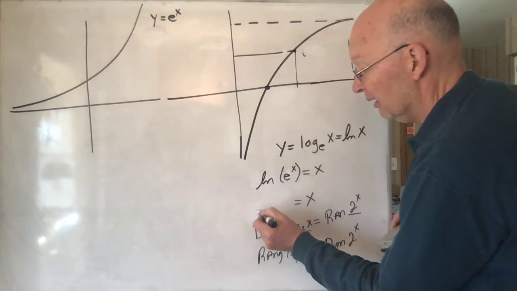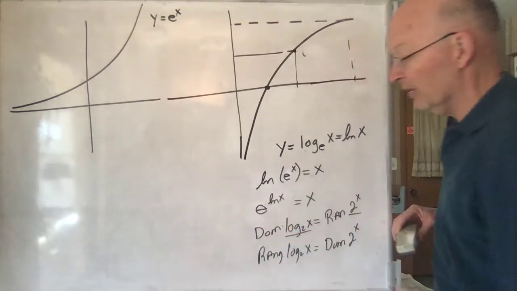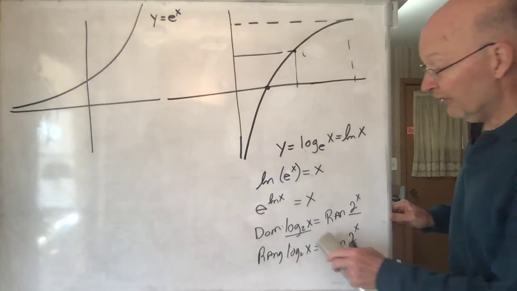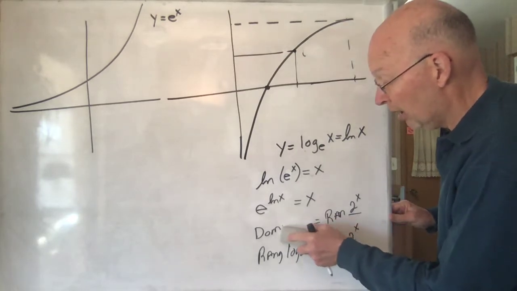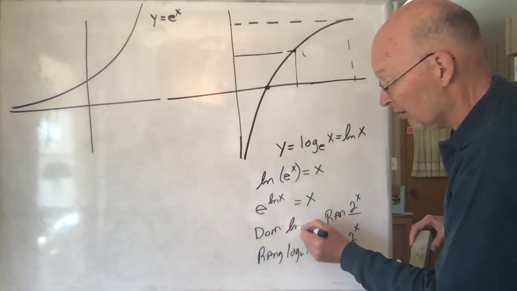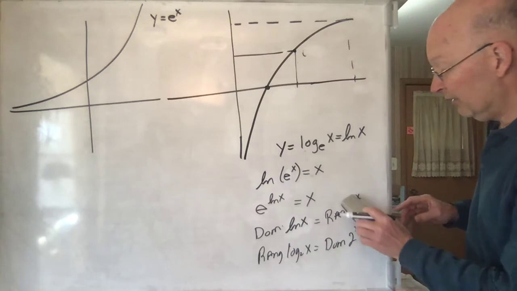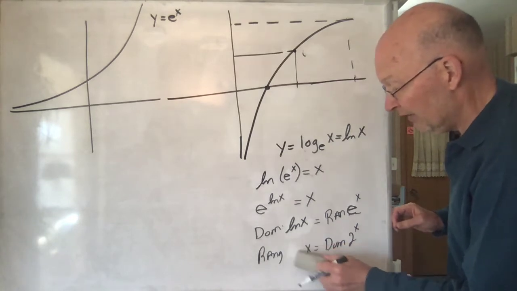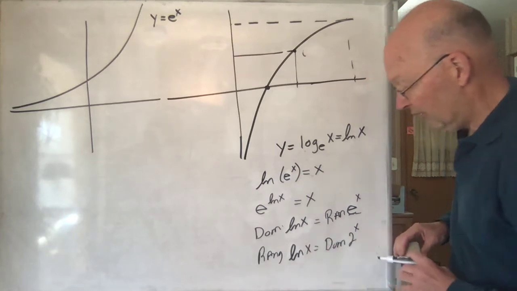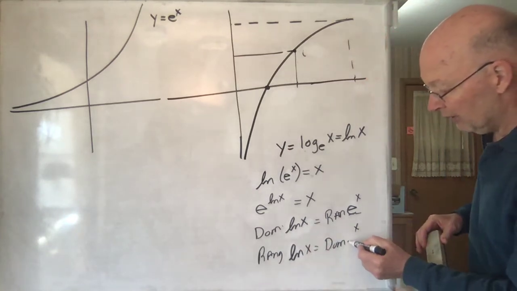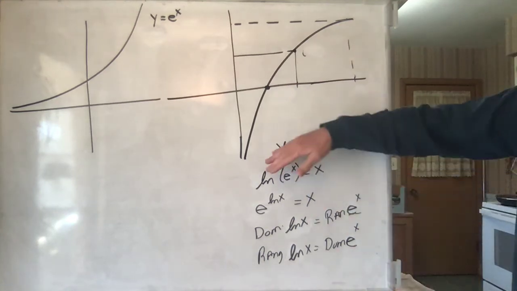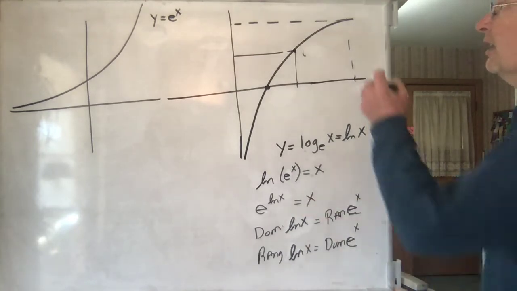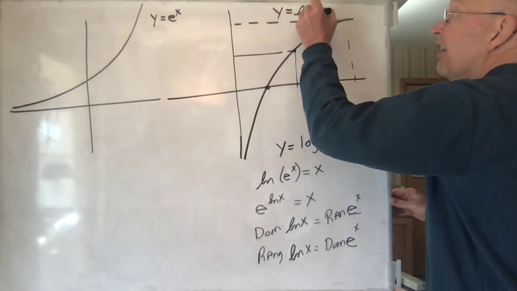Similarly, e to the ln of x, they undo each other. So everything just undoes the inverse. And similarly, the domain of the ln of x is equal to the range of e to the x, and the range of the ln of x is equal to the domain of e to the x. And notice it's also a one-to-one function, and those are the most important properties of the ln of x right there.